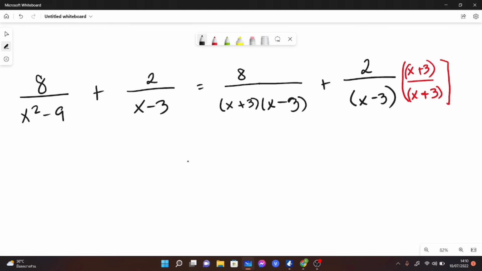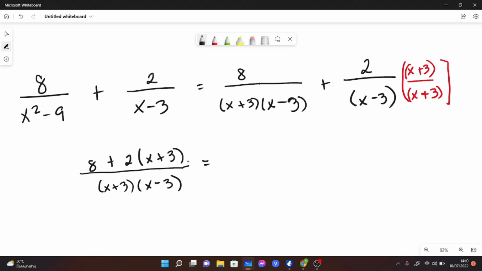So we have all over x plus 3 times quantity x minus 3. We have 8 plus 2 times x plus 3. So we have 8 plus 2x plus 6. 2 times x is 2x. 2 times 3 is positive 6. Then all over x plus 3 and x minus 3.